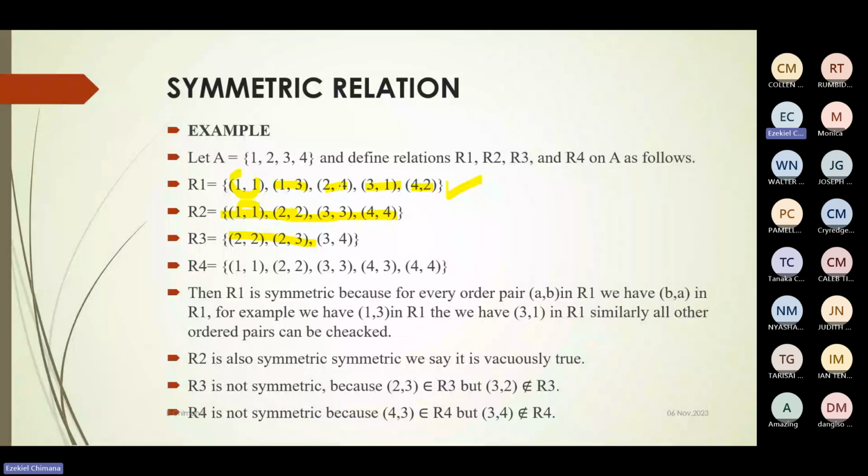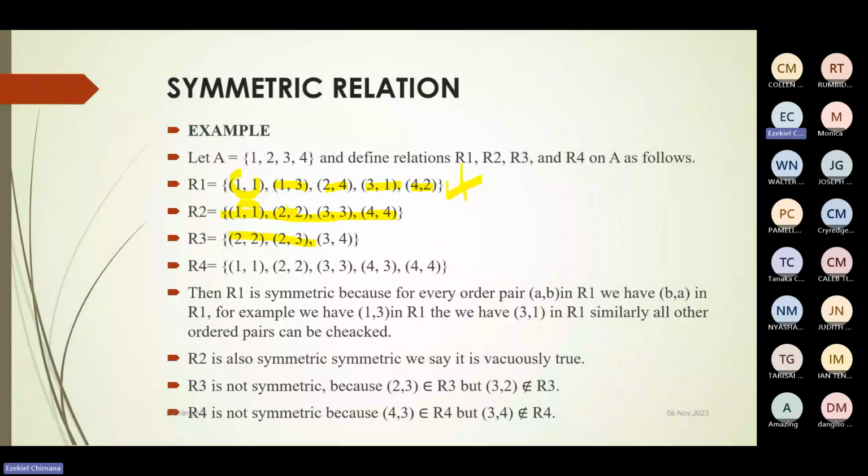Why? Because, no, it's not a transitive relation. We've got a (2,4), right, and a (4,2). So we must have a (2,2). So this one is not a transitive relation.